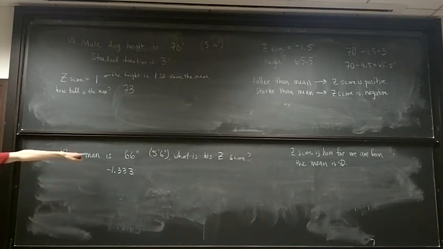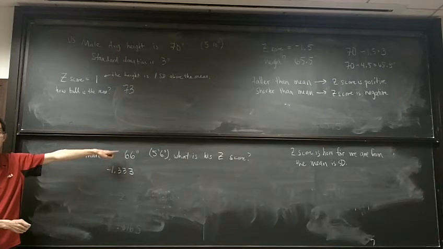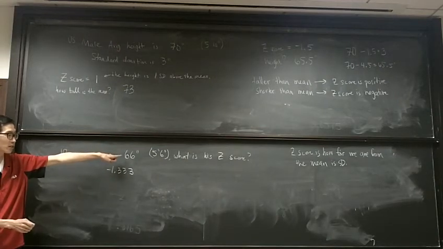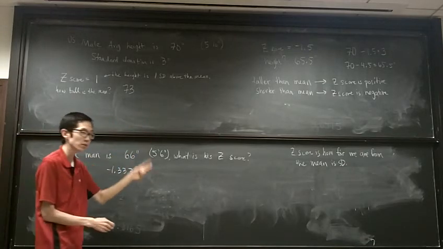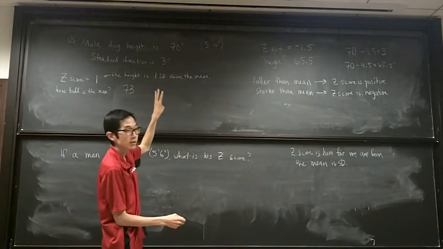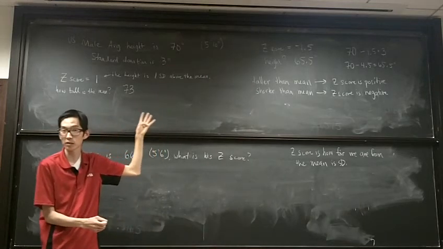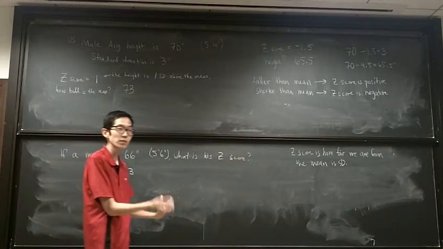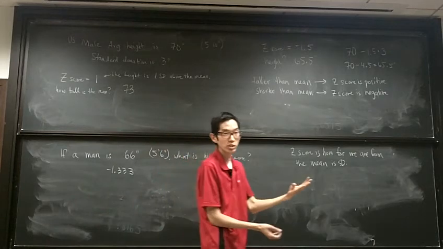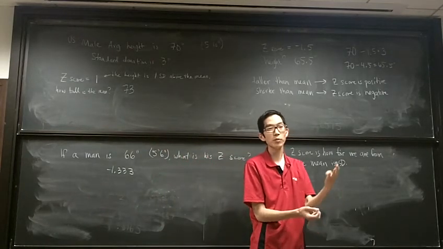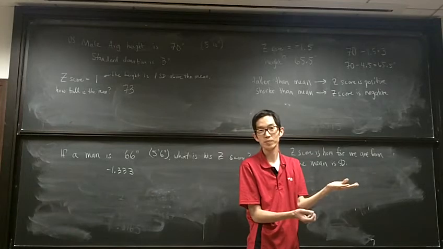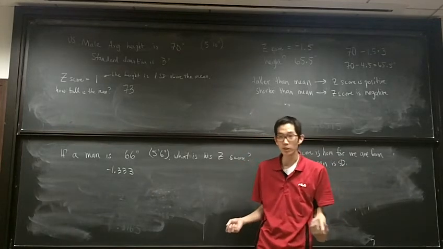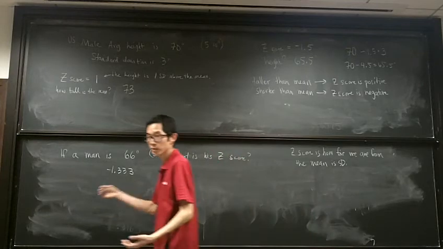All right. How far, how many inches is someone who's 66 inches from the mean? Four inches, right? So someone who's 66 inches is 4 inches shorter than the mean, okay? But a standard deviation is 3 inches. So how many standard deviations is that 4 inches? I do 4 divided by 3, and I get 1.33, okay?